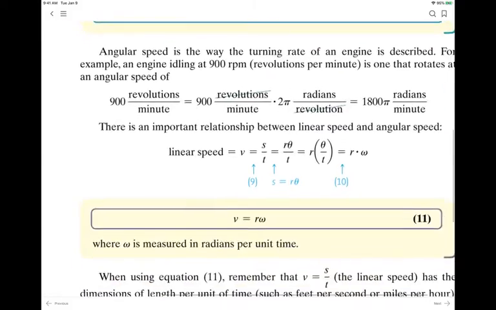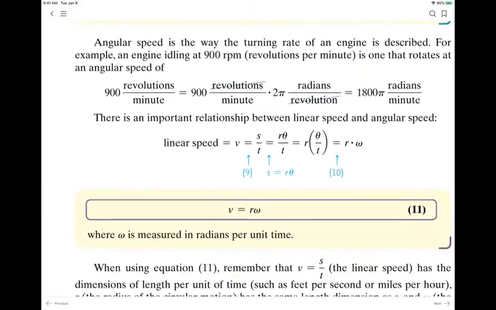Then we have this relation between linear speed and angular speed, and you see it here. It says that linear speed v is s over t, but s is the arc length, which is r times theta. We also said that theta over t is our angular speed. So the correlation between linear speed and angular speed is this last bar that you see here. The linear speed is going to be r times the angular speed.